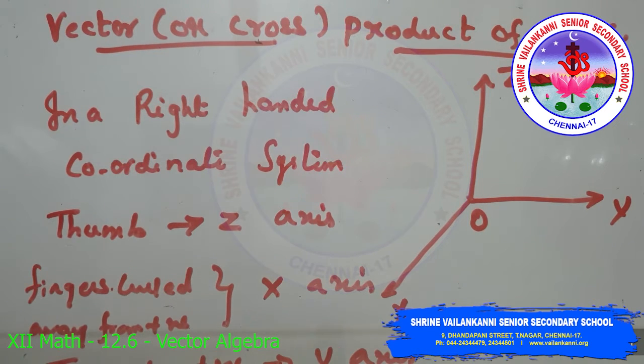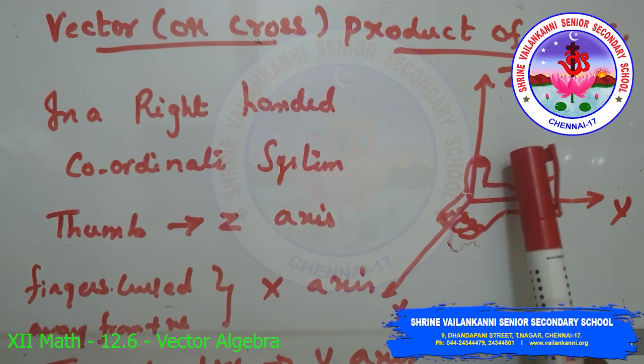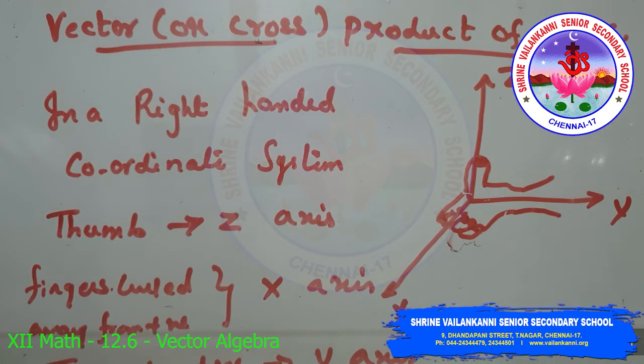In a right-handed coordinate system, the thumb of the right hand points in the direction of the positive z-axis when the fingers are curled in the direction which is away from the positive x-axis towards the positive y-axis. So the thumb represents z, and the fingers curl away from the positive x-axis towards the positive y-axis, in a right-handed coordinate system.